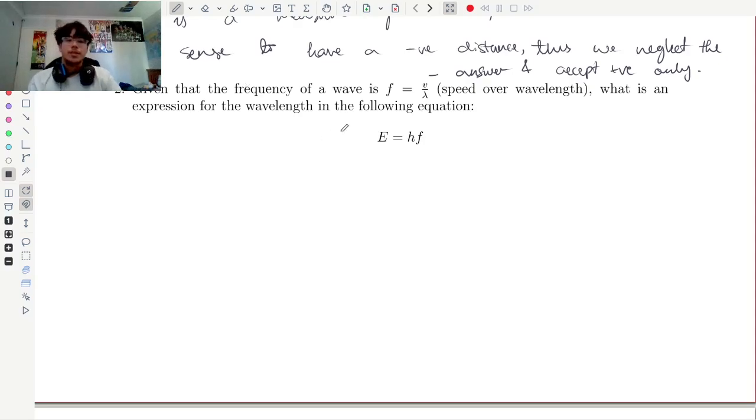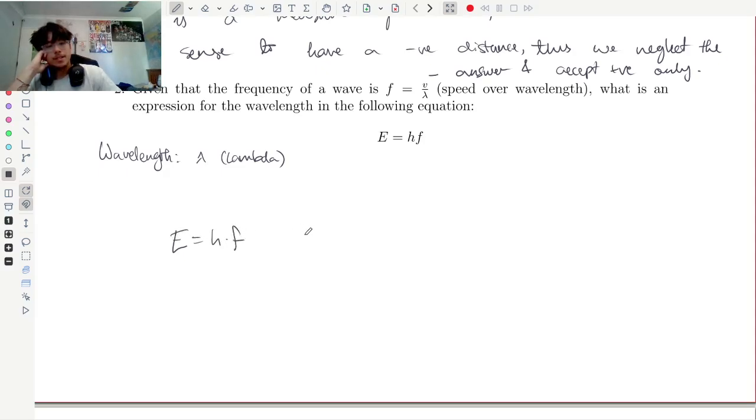Okay. So given that the frequency of a wave is given by this equation here, speed over wavelength, where we have wavelength given by the Greek letter lambda. So this is lambda, it's just a Greek letter. What is an expression for the wavelength in the following equation? So we have that E is equal to h times f, but f is equal to this. So this is equal to h times v on lambda, and we want to find an expression for the wavelength.